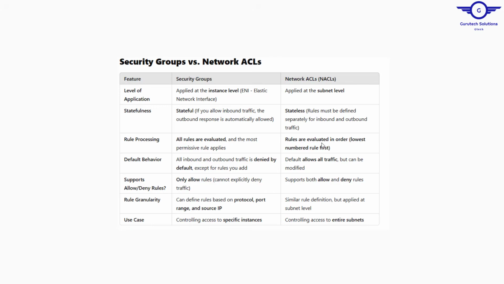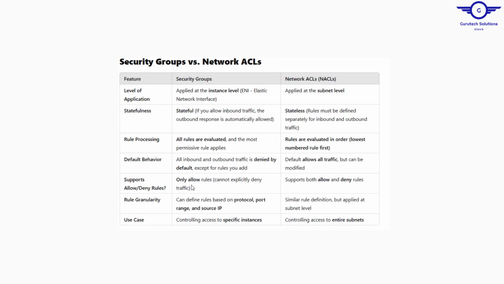But in NACLs, rules are evaluated in order: rule number 1, 2, 3, 4, till 10. When NACLs start processing the rules, the one with the lowest number is applied first, in order. Then the default behavior. In security groups, all inbound and outbound traffic is denied by default unless you add a rule to allow it. But in NACLs, all traffic is allowed by default unless you modify it.